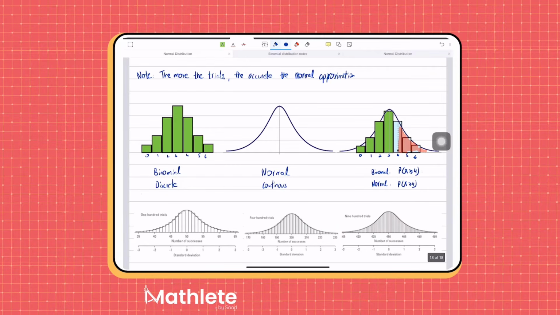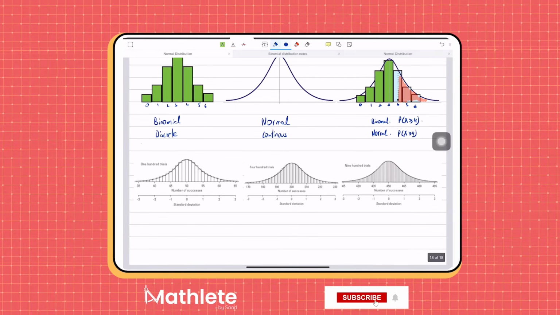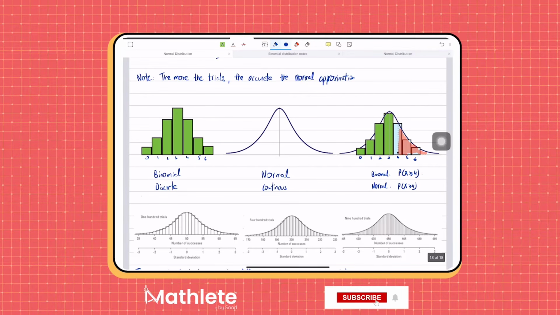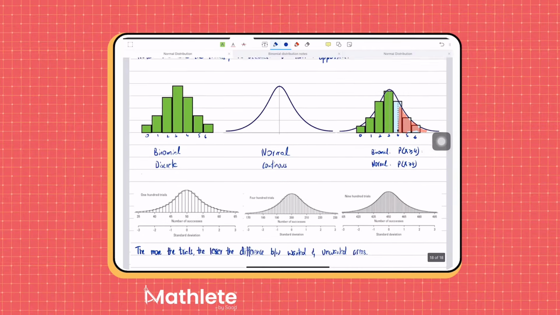I'll make another note over here: the more the trials, the lesser the difference between wanted and unwanted areas. So once again, this was a bit of theory, not absolutely necessary for you to know, but just remember the key point that the more the trials, the more accurate the normal approximation.